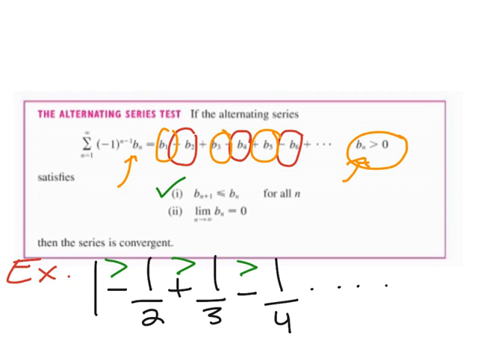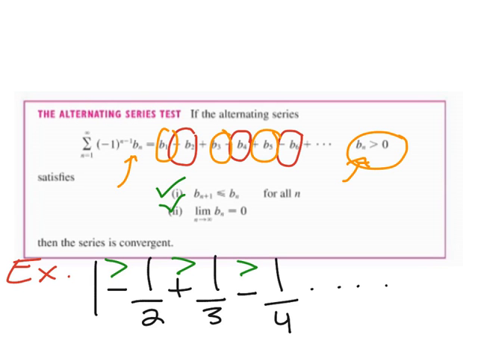And what we also need to meet is that the limit as n goes to infinity of b sub n should always equal 0. If we have these two conditions met, then we can say that our series is convergent.